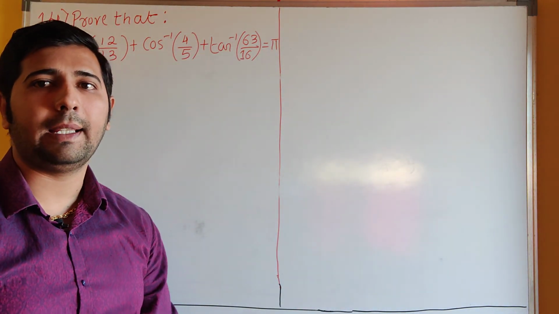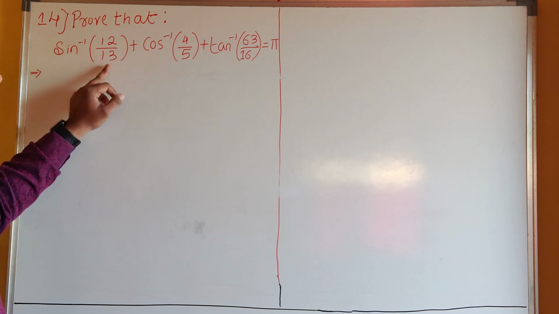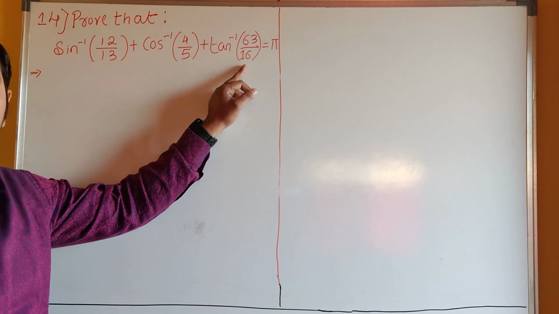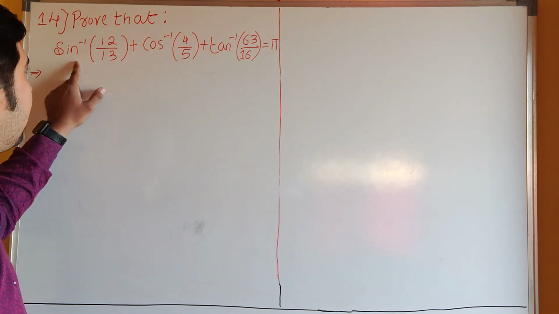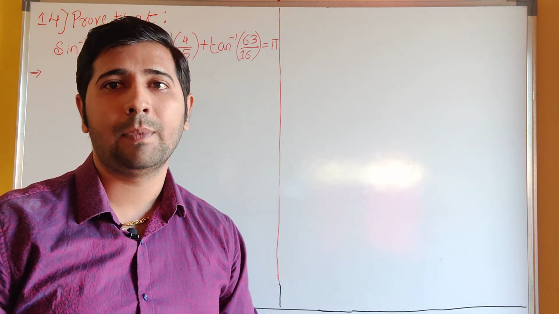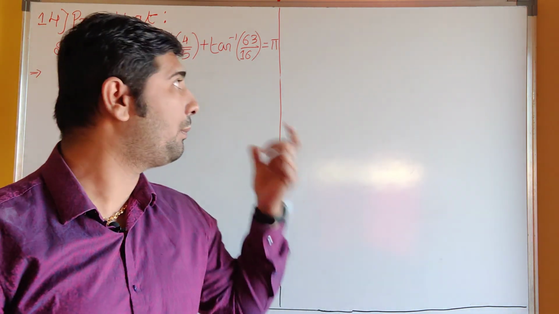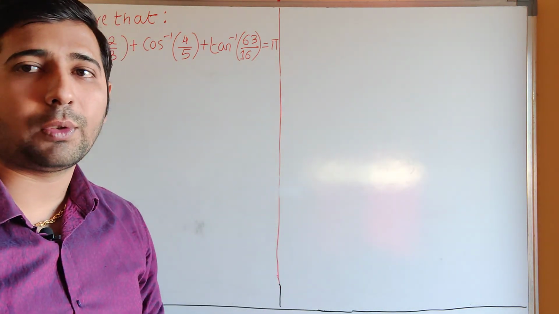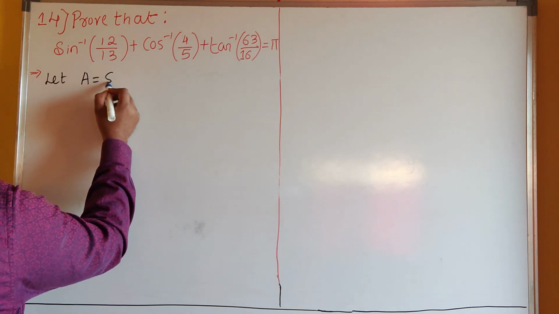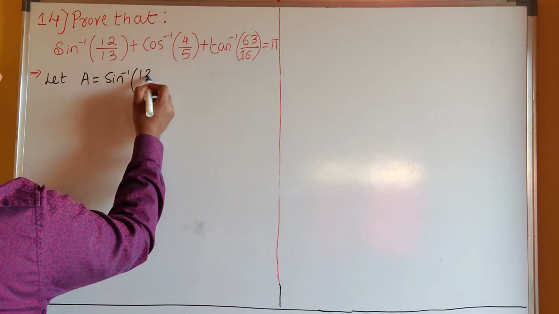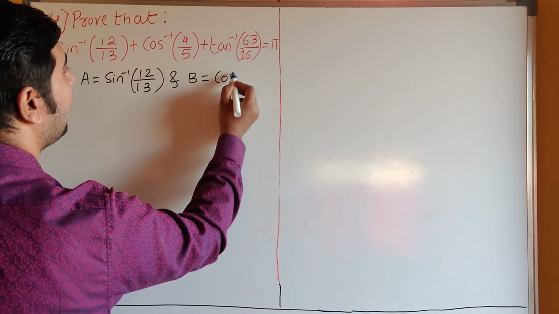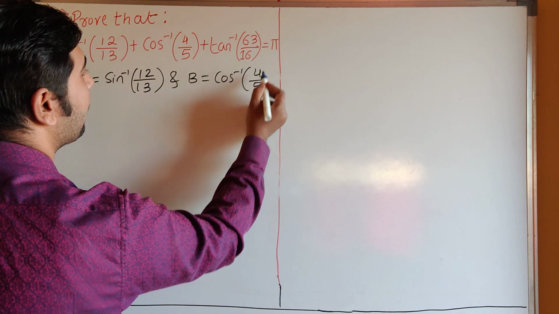So now let us see LHS. Sin inverse 12 by 13 plus cos inverse 4 by 5 plus tan inverse 63 by 16 is there. So now dear students, sin inverse and cos inverse I will convert to tan. Then I will show you how to solve the problem. So first, before solving, let us consider A is equal to sin inverse 12 by 13 and B is equal to cos inverse 4 by 5, dear students.